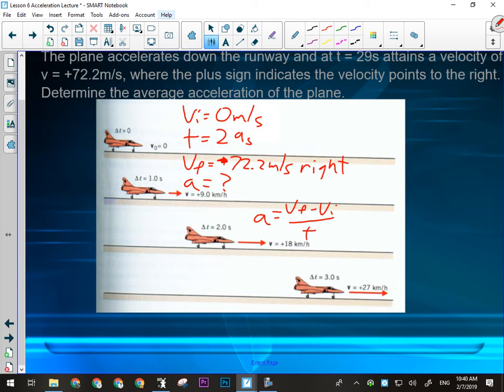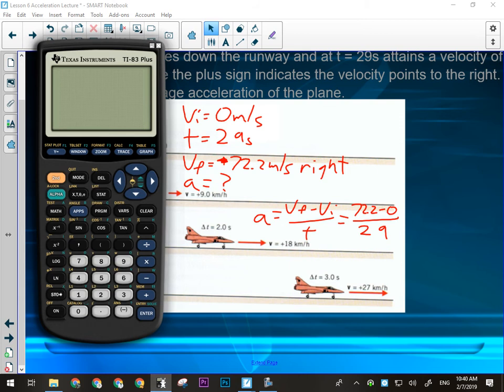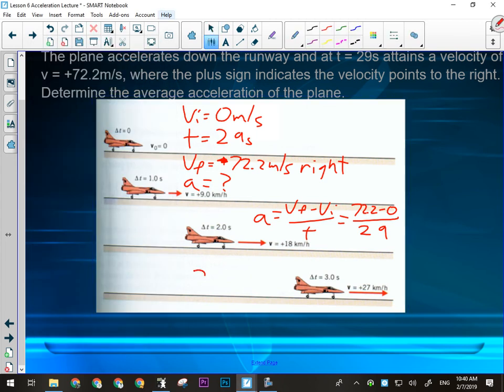I don't have to manipulate it because I'm looking for acceleration, so I just have to plug in my numbers: 72.2 minus 0 divided by 29 seconds. So the rate of acceleration of that plane is 2.5 meters per second squared. And that's going to be to the right because acceleration is a vector quantity and I changed my velocity in a right-directed direction.